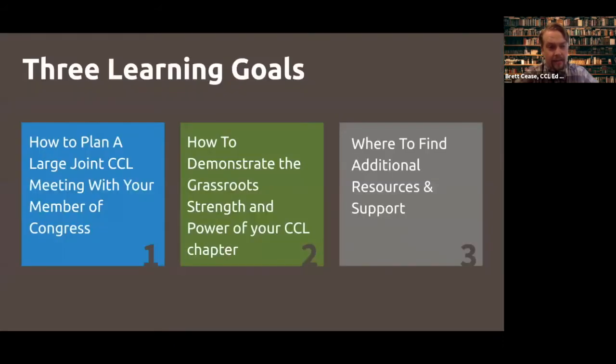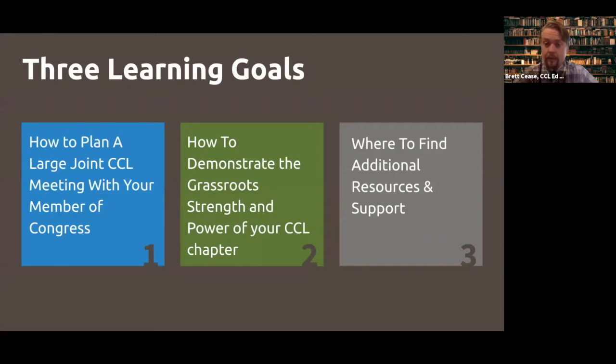And to get us there, we've got 3 learning goals. This training is going to walk you through the step-by-step suggestions, how to plan really a large joint CCL meeting. It could be a chapter meeting that's upcoming. It could be another event that you're bringing people together for. But really using that occasion then to leverage, also inviting your member to show up.